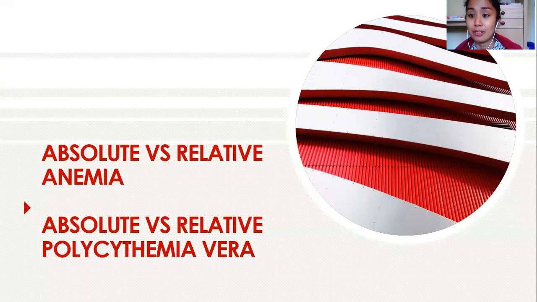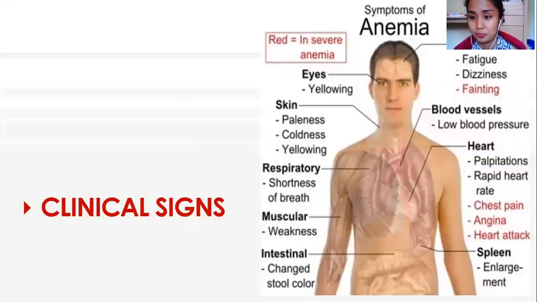Relative polycythemia vera. It is relative because it may be due to the plasma. So relative, it seems that the red cells only increased because the plasma decreased. Example, in dehydration among burn patients. Naintindihan? Yes. That's the polycythemia vera and anemia.